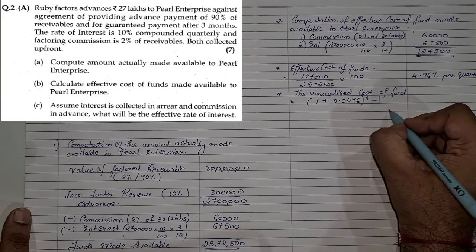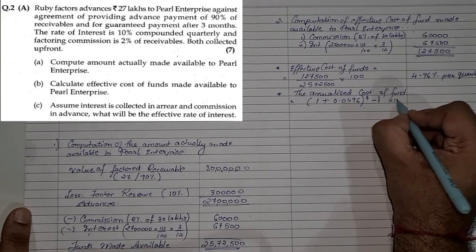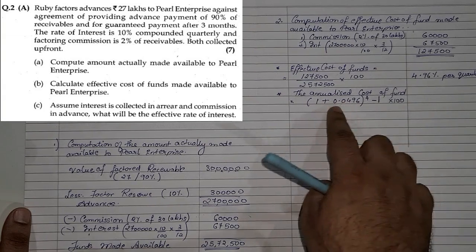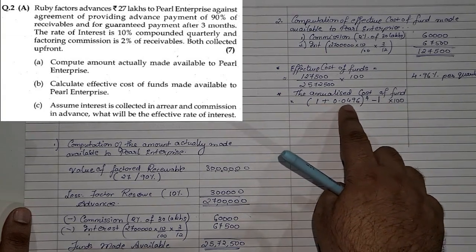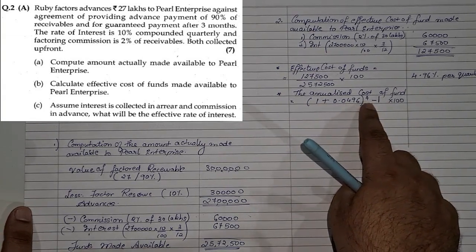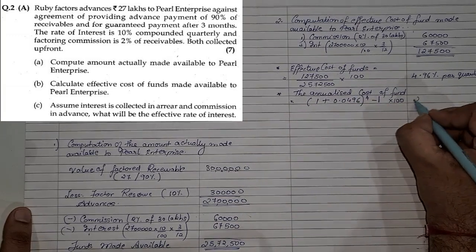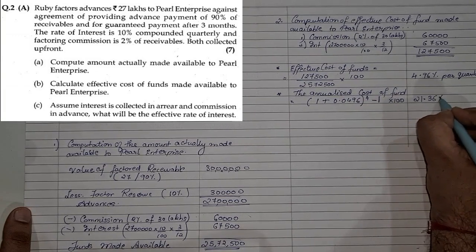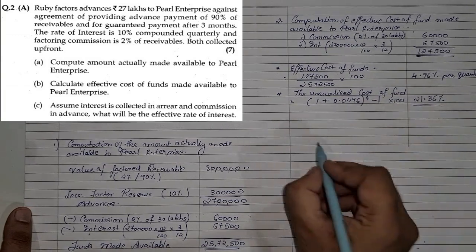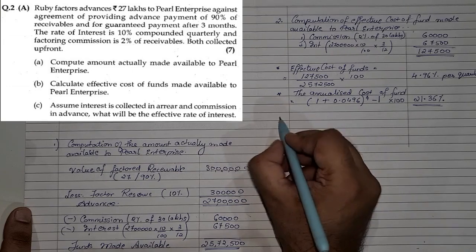Whatever answer you get, multiply by 100. So when you solve this, that will be 1.0496 raised to the power of 4. When you solve that, minus 1, into 100, you should get the final answer as 21.36%. Okay, that was the second part. I hope everyone has got that.